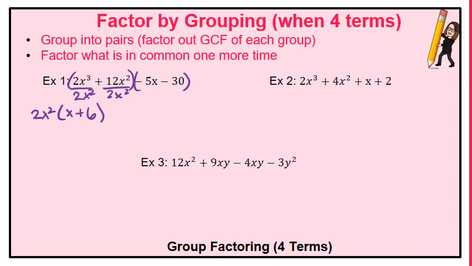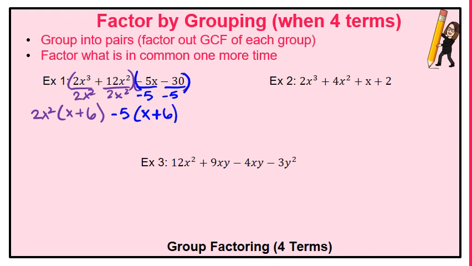Let's look at the second part. Think of the second pair as a new problem. I'm actually going to use a different color. So if I look at this second pair, I can divide out a 5, but then also notice your signs, that negative matters. So if I divide out a negative 5, I have left over an x and a positive 6. Okay, so watch those signs.